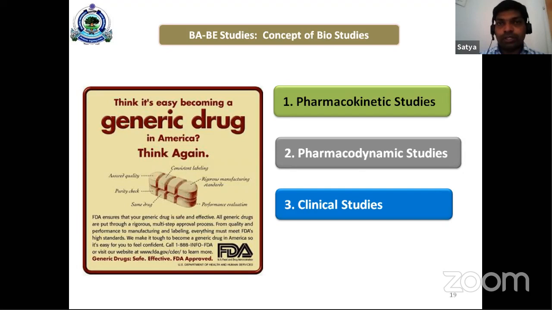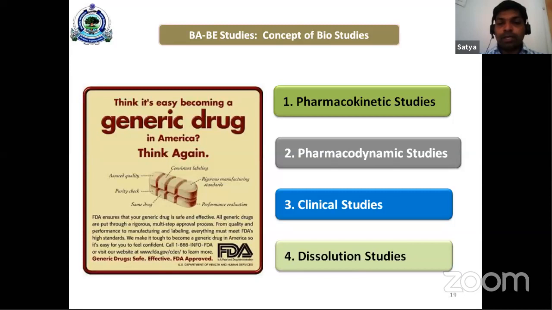I will go through later slides. And the fourth one would be the dissolution study. These are at least in descending order, like in vitro in vivo correlation you have to perform, and for biowaiver submission, you can go with the BCS class drugs. So these are in descending order, I would say, that concept.